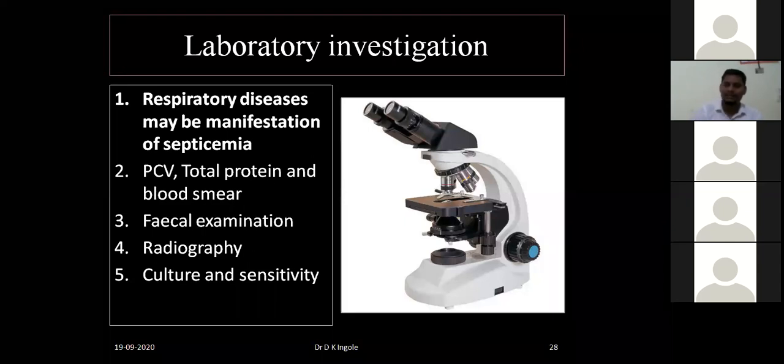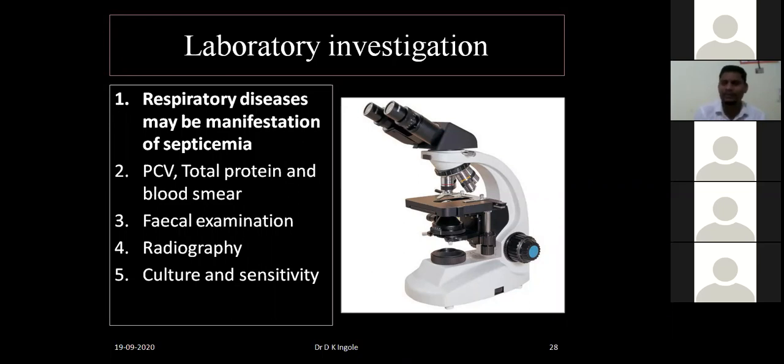So what are the things which can be done in reptiles? We can go for packed cell volume, total protein, and blood smear. This will give very valuable information for coming to the proper diagnosis. Then we can go for fecal examination. Most of the time they will suffer from a parasitic burden. Once there is parasitic burden, there will be immunosuppression and they may get secondary bacterial infection, or they can be susceptible to any kind of infection. We can go for radiography, culture and sensitivity also.